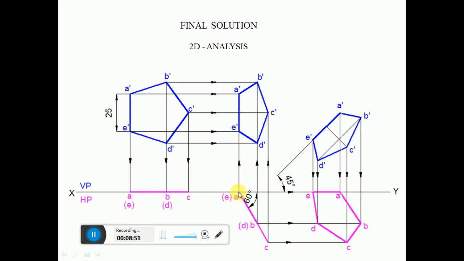Now consider any suitable distance and mark this point as A bracket E. Then, using the protractor, measure an angle of 60 degrees with respect to the horizontal and draw an inclined line. Using the compass, measure the distance from A to C. From AE, mark that point on this 60 degree line and mark this point as C.